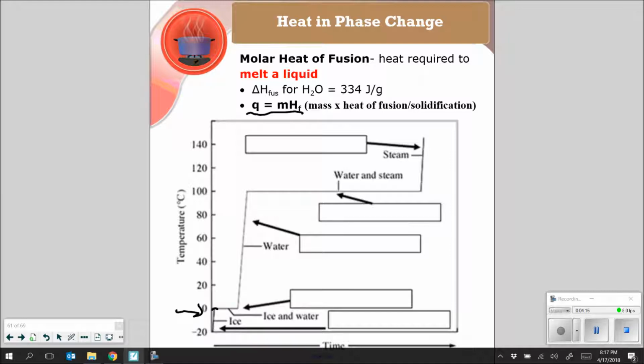So below 0 degrees, you have ice. It's in the solid form. Once you hit this horizontal plateau right here, you are melting that ice into liquid, and then it becomes water right here. And note that the temperature does not change this entire time the ice is melting. Hence, you have no change in T in that Q equation.